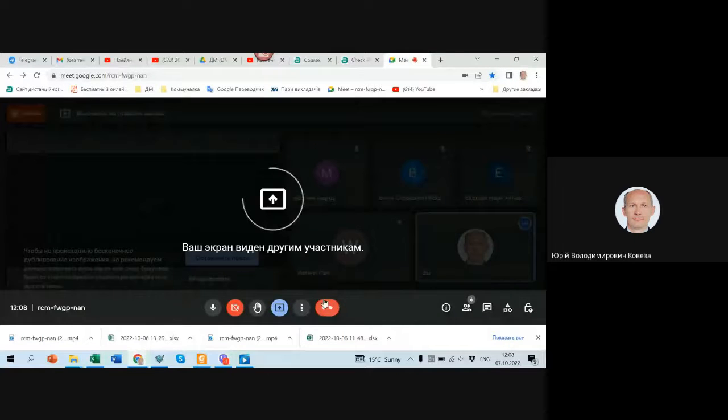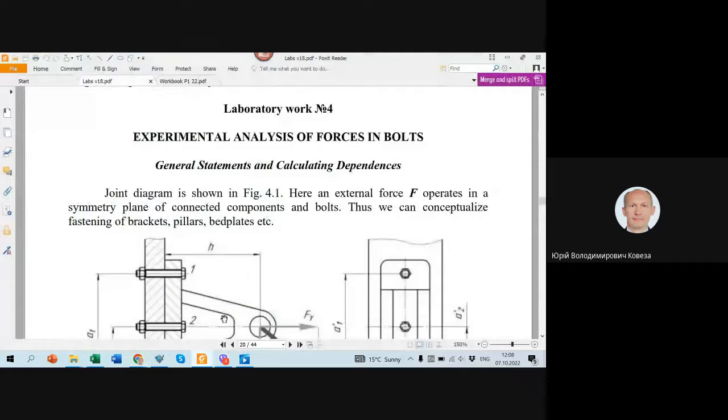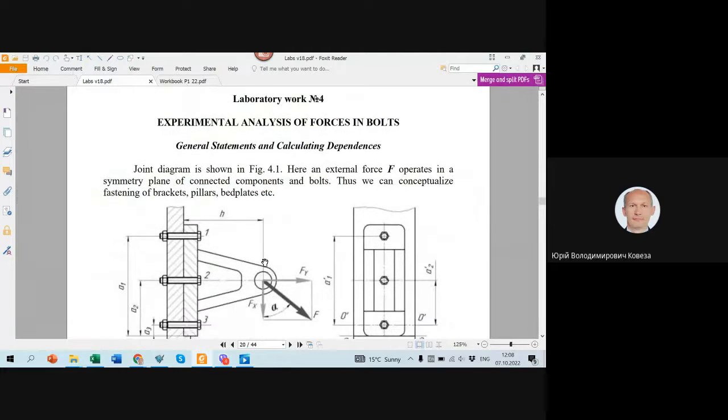So I think that's all. So today we make laboratory work number 4. Just a moment, I switch on my screen. Laboratory work is about experimental analysis of forces in bolts.